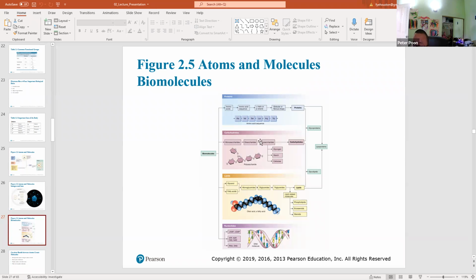So these are the common biomolecules with that. I'm not sure why they put the material on the front of the chapter.